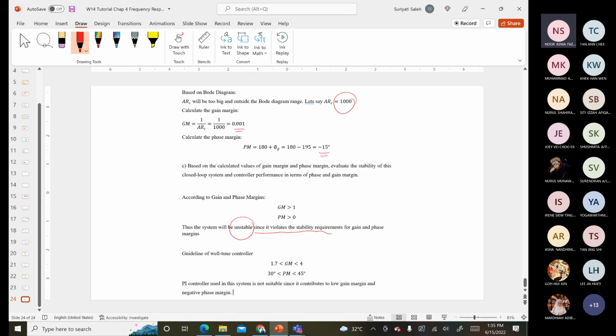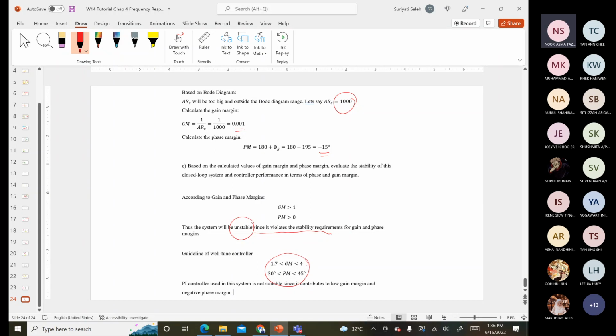And if we take a look at the well-tuned controller, of course, it is outside the range. The value that you calculate does not satisfy the range. So this contributes to the conclusion: the PI controller used in this case cannot be applied. It provides an unstable system. How to further improve? Use another controller, let's say the PID, or you calculate the controller parameters again using a different tuning method.